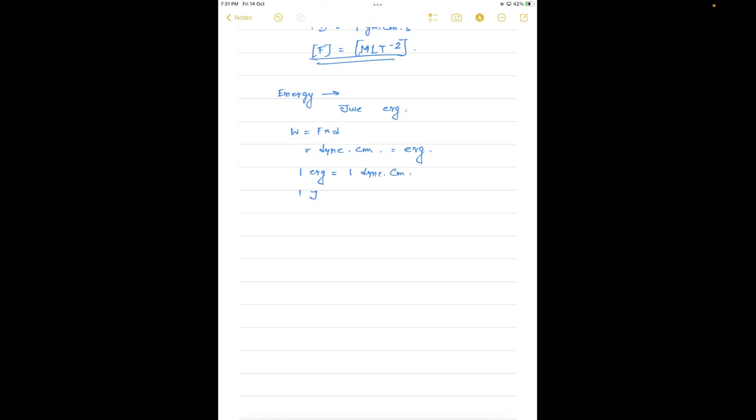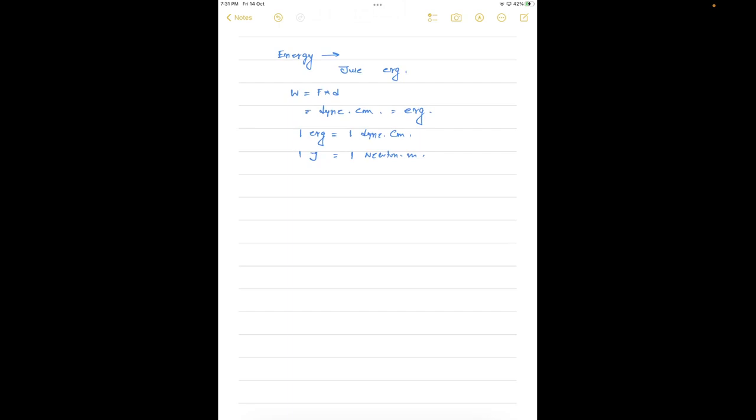Similarly, 1 joule will be equal to 1 Newton meter. Now you can also write down the dimension of energy. It will be the dimension of force, which is M L T minus 2, times L. So in total, M L square T to the power minus 2.